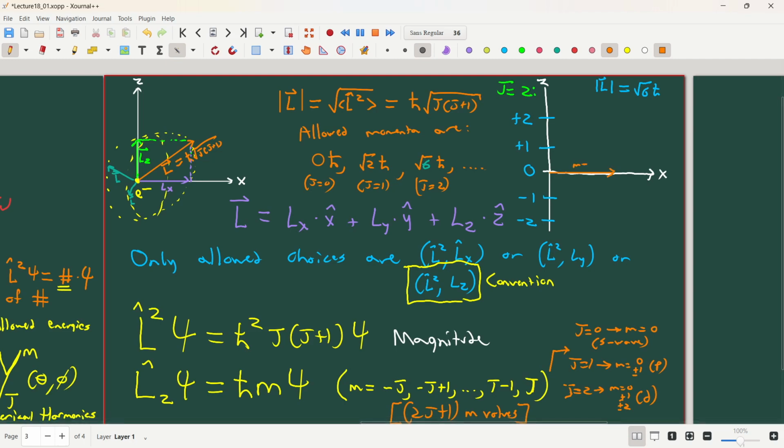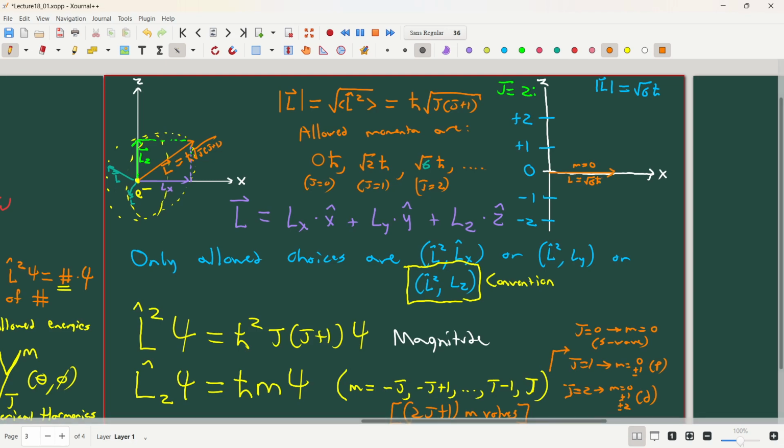This is m equals 0. It has length square root of 6 h bar, and it's pointing along the x-axis. It has no component along the z-axis. M equals 0, j equals 2 means the electron is orbiting around the equator of the atom. But there are other possibilities, right? It can be +1.